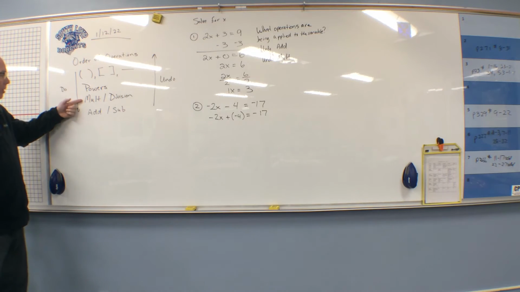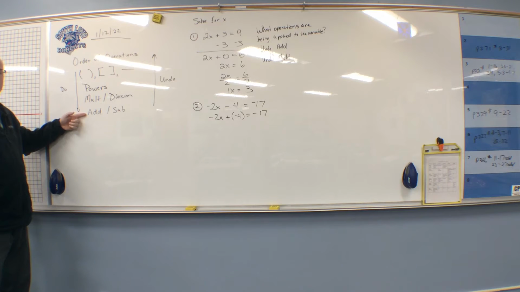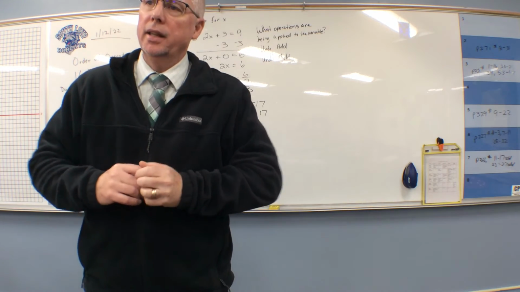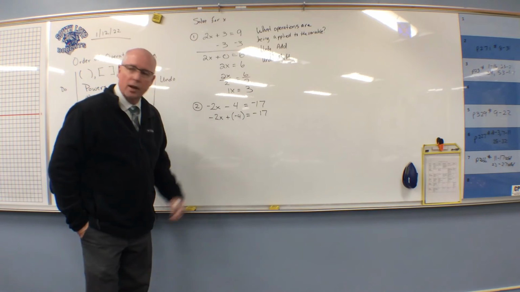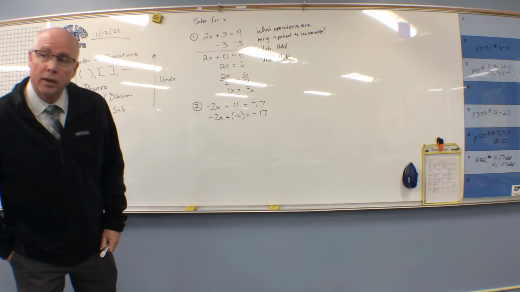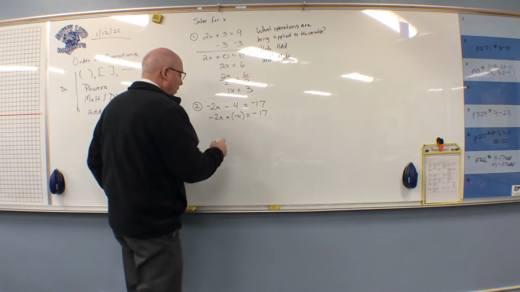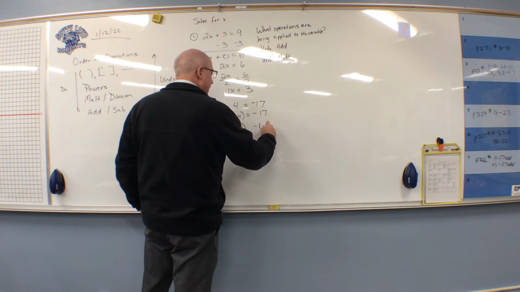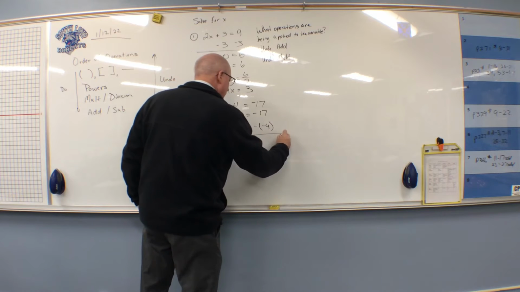I have multiplication and I have addition. What do I undo first? The addition. I undo addition. And what do I subtract from both sides, Landon? What do I subtract from both sides? -4. So I'm going to subtract a -4. Notice how I do that, and I put that line, don't I?